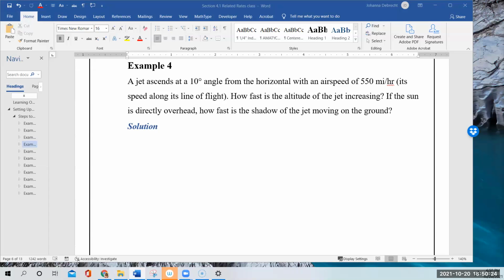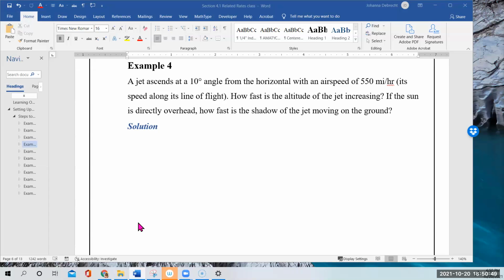First off, notice that we were actually asked for 2 pieces of information: how fast the altitude of the jet is increasing, and how fast the shadow of the jet is moving on the ground. This is like two problems in one. Second, about the only other information I got out of this was that I had a jet in the air. That's about it. I didn't get much else.